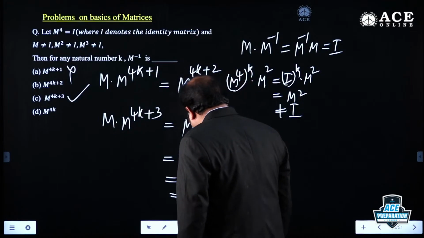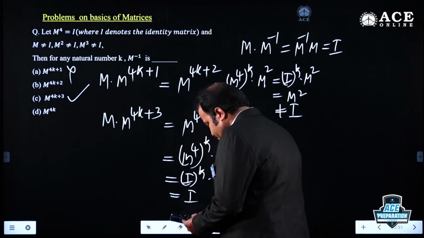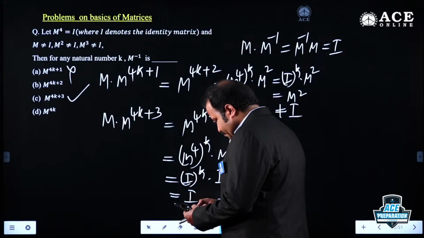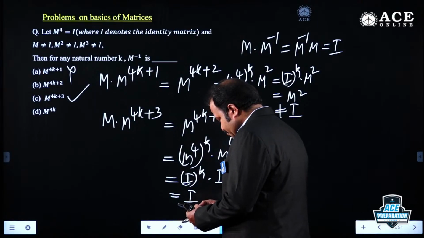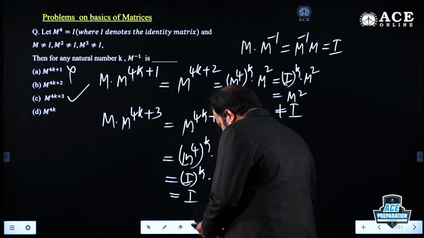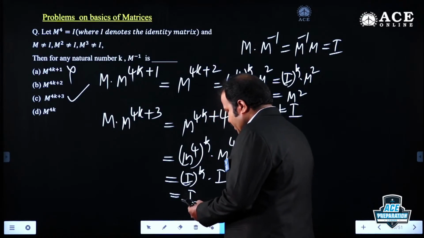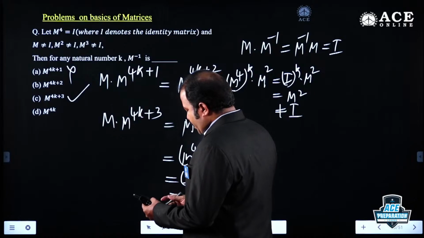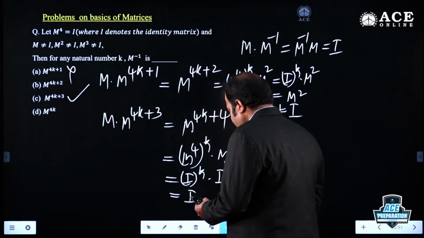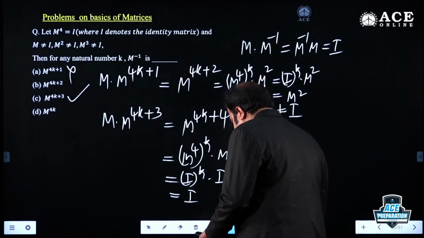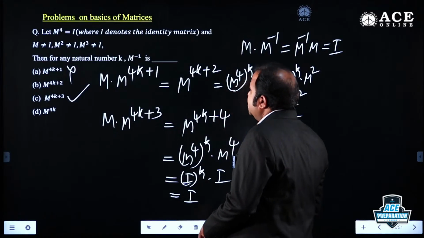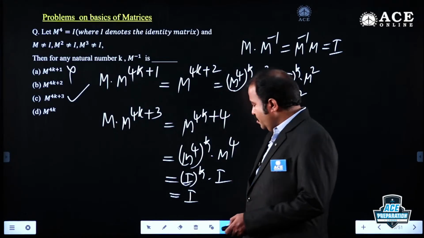Which option? Nirisha. Yes, C is the correct answer, right? So m power 4k plus 3 into m equal to m inverse. M into m inverse equal to I. Right. So I am moving to the next question. Look at the next one.